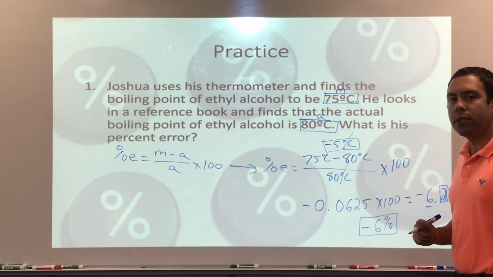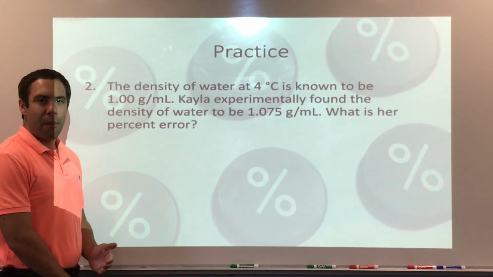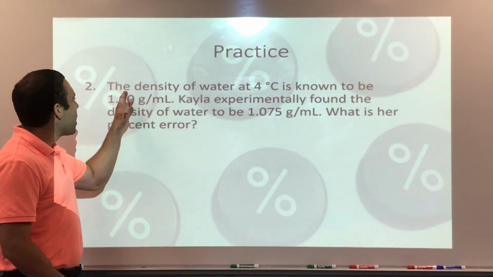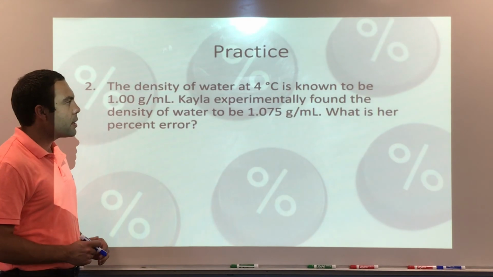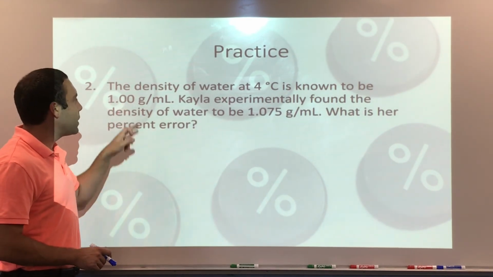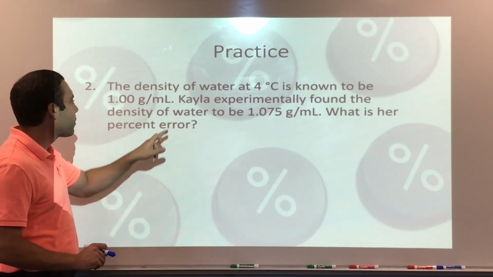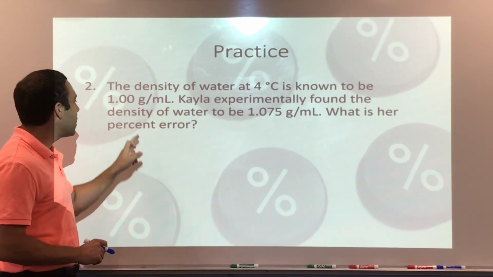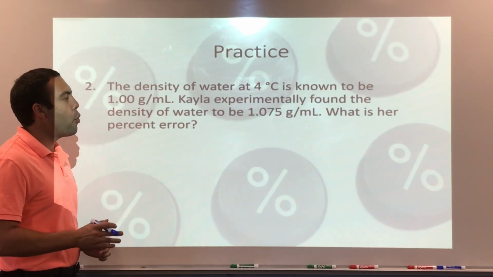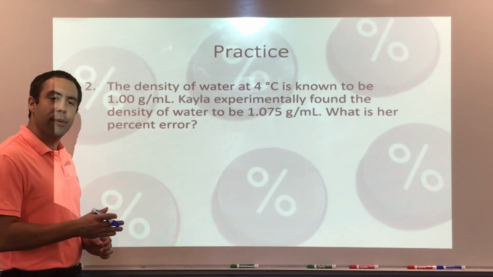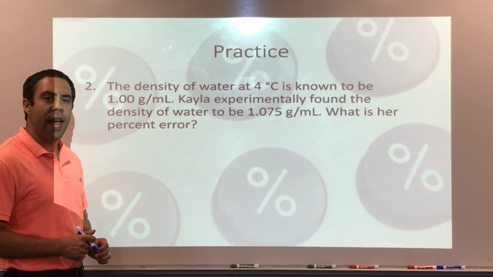Let's try problem number 2 together. Practice problem number 2 states, the density of water at 4 degrees Celsius is known to be 1.00 gram per milliliter. Kayla experimentally found the density of water to be 1.075 grams per milliliter. What is her percent error?